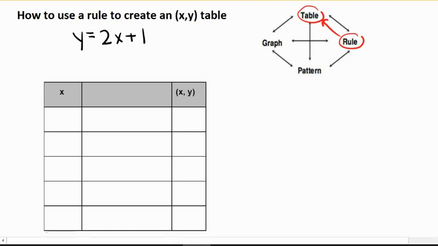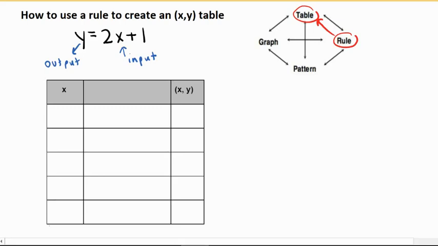Okay, so we have our expression or our equation, y equals 2x plus 1. And remember that the x is the input. It's the number that you're putting in, and then we're going to get out the y value or the output.